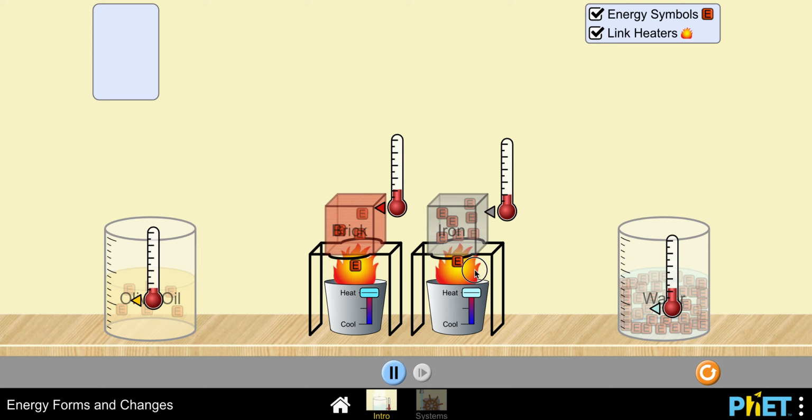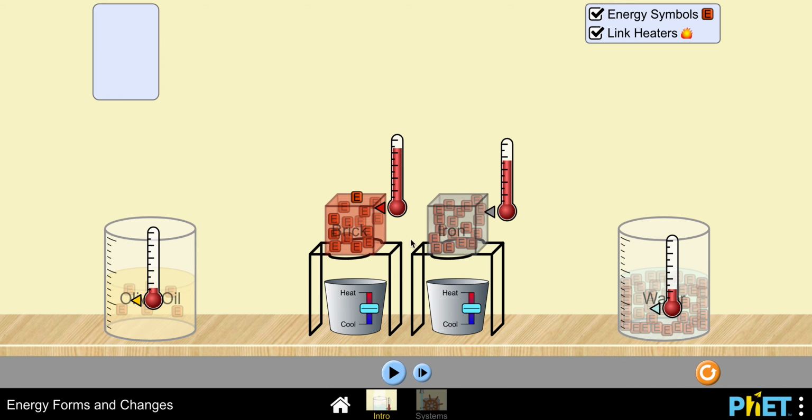We should see the brick increase in temperature faster than the iron, based on the prediction that it has a lower specific heat capacity. And if we pause it here, we can see that, yes, the brick is least resistant to thermal energy being added. The temperature changes at a faster rate than the iron, which means that if you add the same amount of thermal energy, so we hit play, the brick will be warmer than the iron.